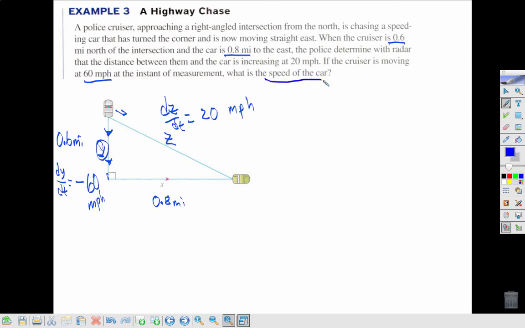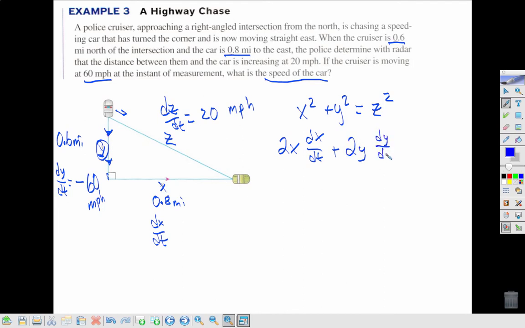What we're asked to find then is the speed of the car. The speed of the car would be going with x here, and so that would be dx/dt. Now, how are all of these connected? That's what we need to find out. Well, it's a right triangle, so we're just connected by the Pythagorean theorem. And so if I take my derivative implicitly with respect to time, we get this equation, and now we want to start plugging in the values that we have.